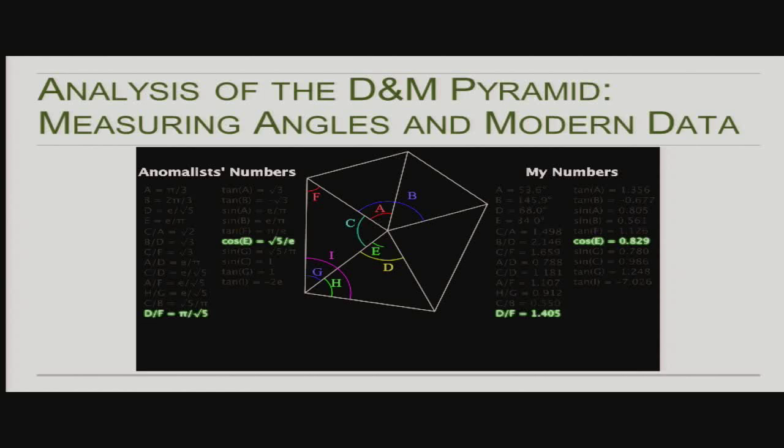But for the sake of completeness, when I actually do the measurements on the latest data, and I basically check the work of what was done 30 years ago, only 2 of the claimed significant numbers actually match to 3 significant figures. That's the cosine of angle E, which is allegedly equal to the square root of 5 divided by the constant e, and the angle of D divided by angle F, so a ratio, which is equal to pi over the square root of 5. Okay, maybe that's significant. Maybe not.